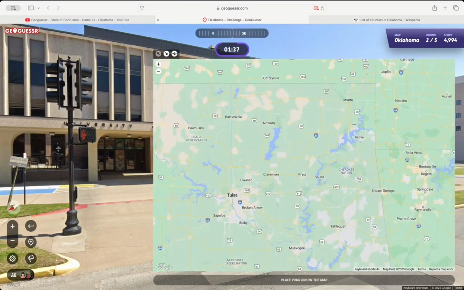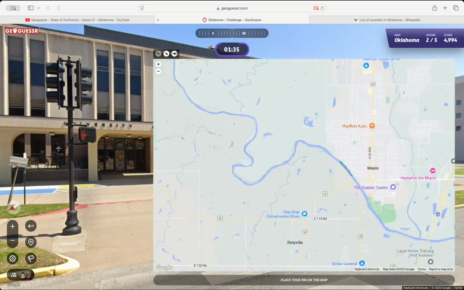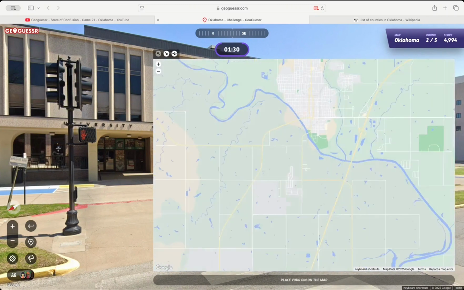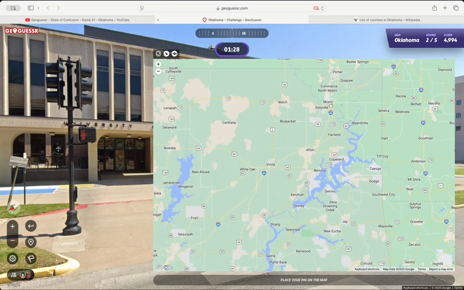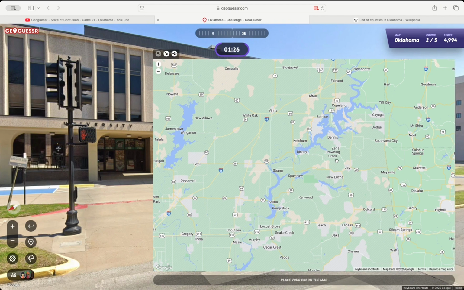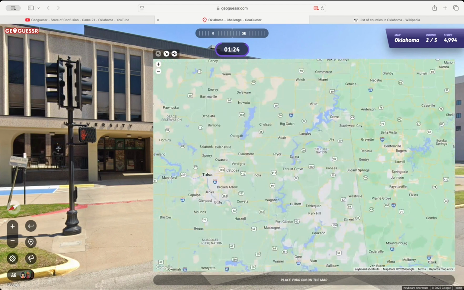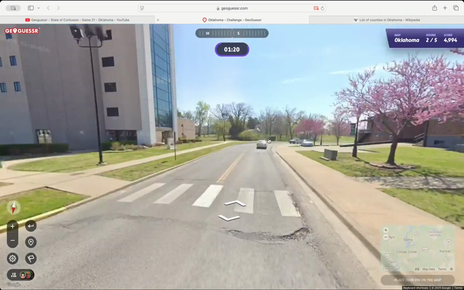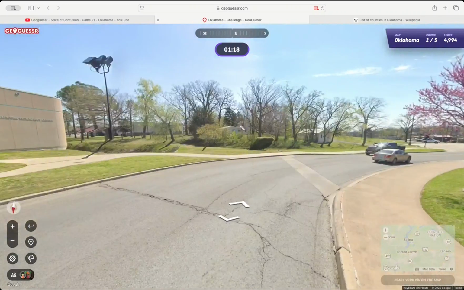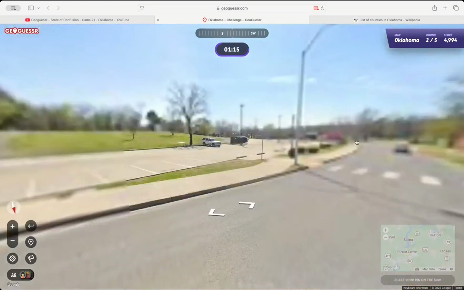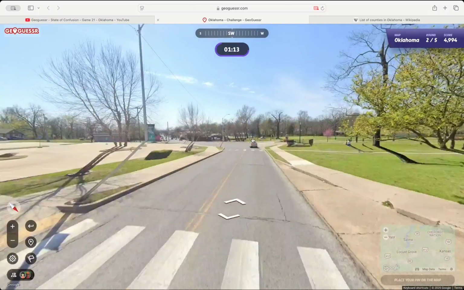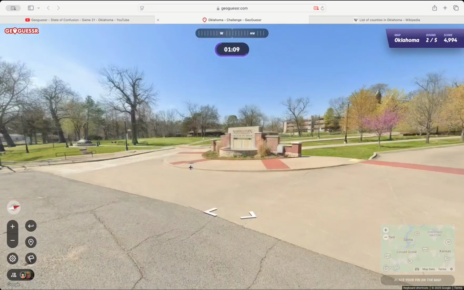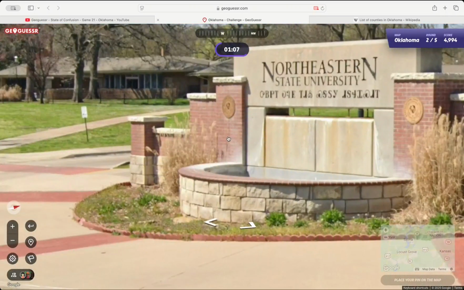Okay. So is Northeastern State in Miami? Is that a thing? Northeastern Oklahoma A&M. No, okay. So where is Northeastern State? I swear I've been here before. I think I have been on this campus before. Not IRL, but in GeoGuessr. And I didn't know where it was the first time. Northeastern State.